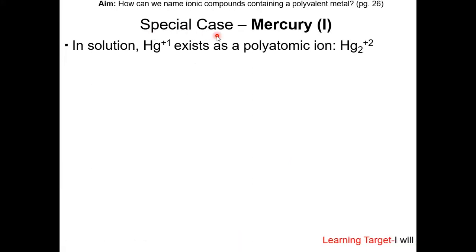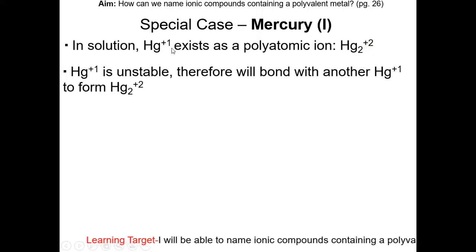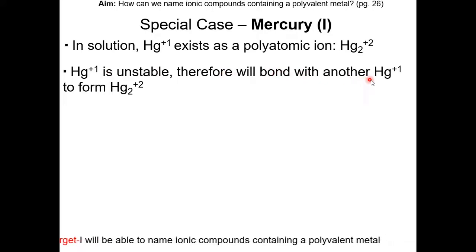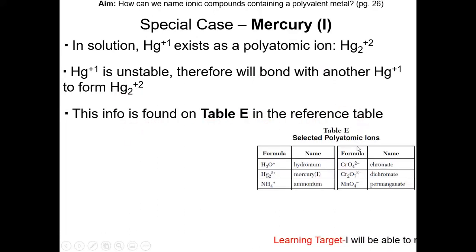Now we're going to talk about a special case, mercury(I). In solution, Hg+1 exists as a polyatomic ion, Hg2, with a charge of +2. Why does that happen? Because Hg+1 is unstable. Therefore, it will bond with another Hg+1 to form Hg2 2+. This information is found on table E in your reference table. So notice that Hg2 2+ is listed as mercury(I).